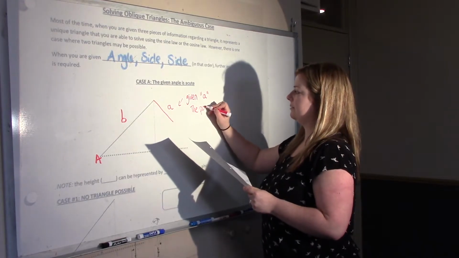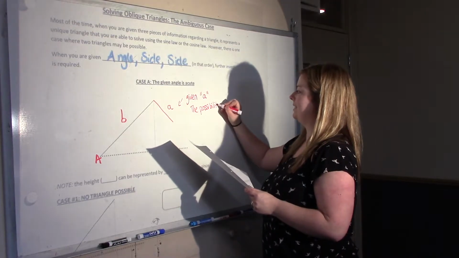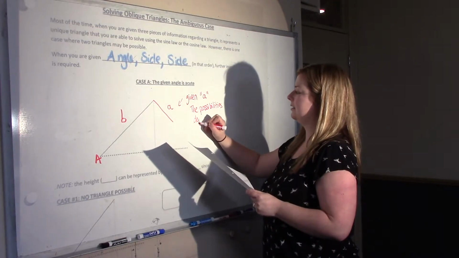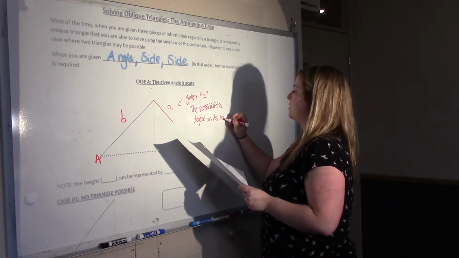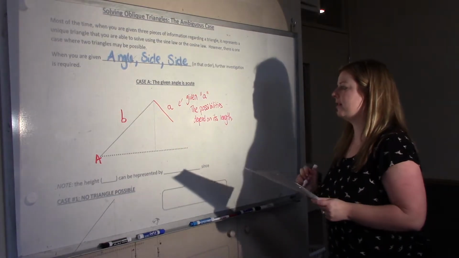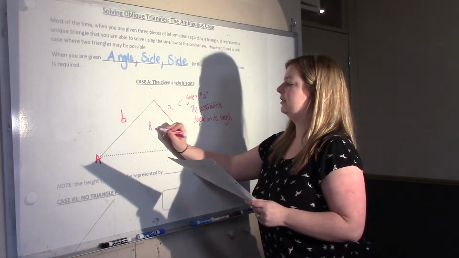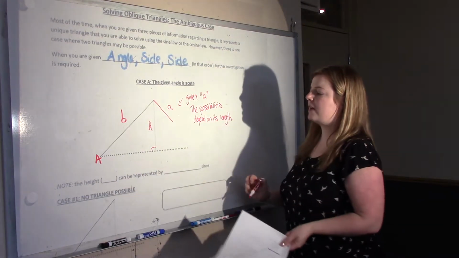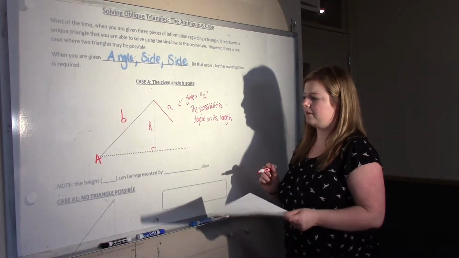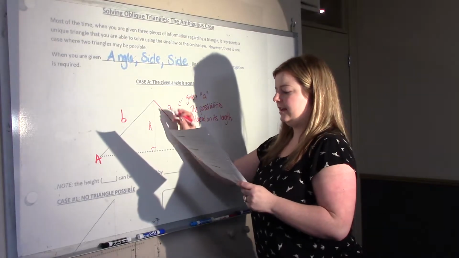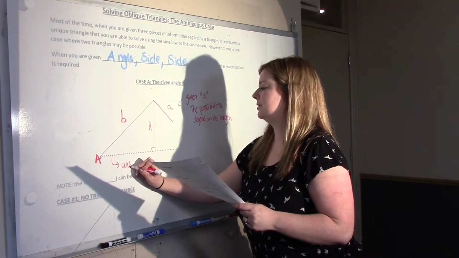The possibilities, which we'll discuss in a minute, depend on its length. So the different situations that come about depend on the length of little a that is given. This here is the height of the triangle. Remember, the height of a triangle always intersects the base at a right angle. So this length here is an unknown side length.